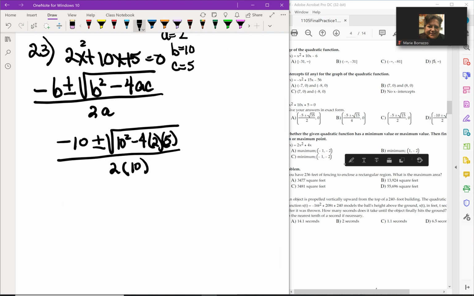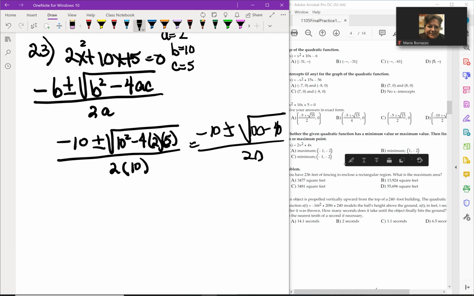So this reduces to negative 10 plus or minus the square root of 100 minus minus 40, and all of this over 20.